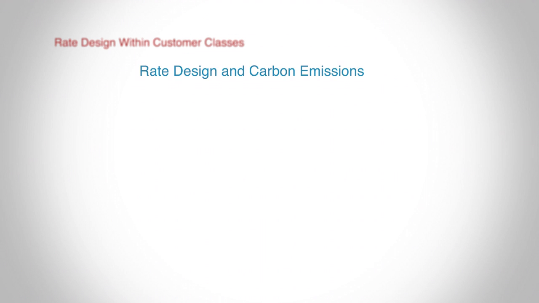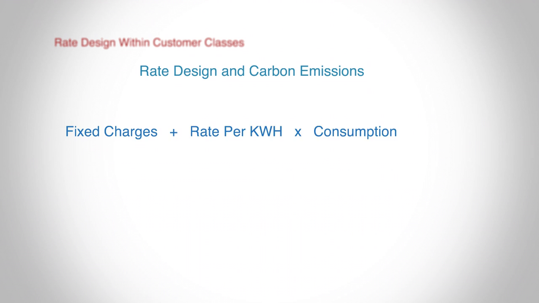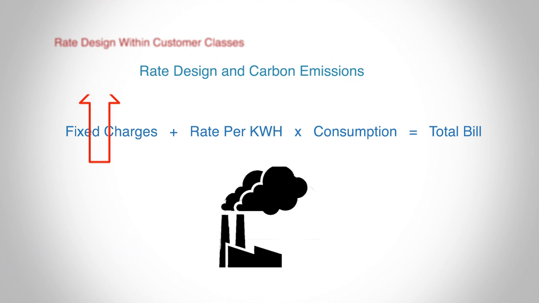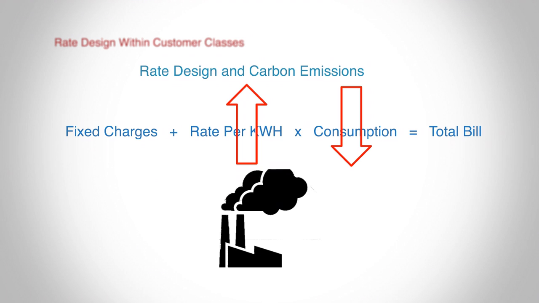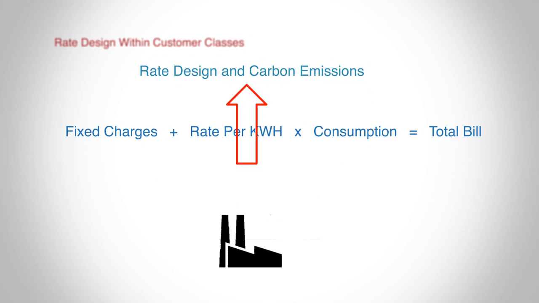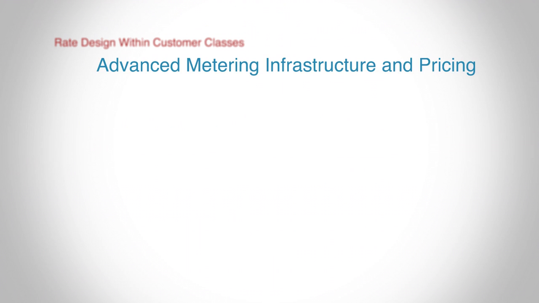Rate design and carbon emissions. The formula to calculate your monthly electric bill can be simplified as fixed charges plus rate per kilowatt hour multiplied by consumption in kilowatt hours. Since the fixed charges are not affected by consumer behavior, incentivizing more efficient behavior should be done with the rate per kilowatt hour. This is one example of how rate design can be used as a tool to affect the environment.